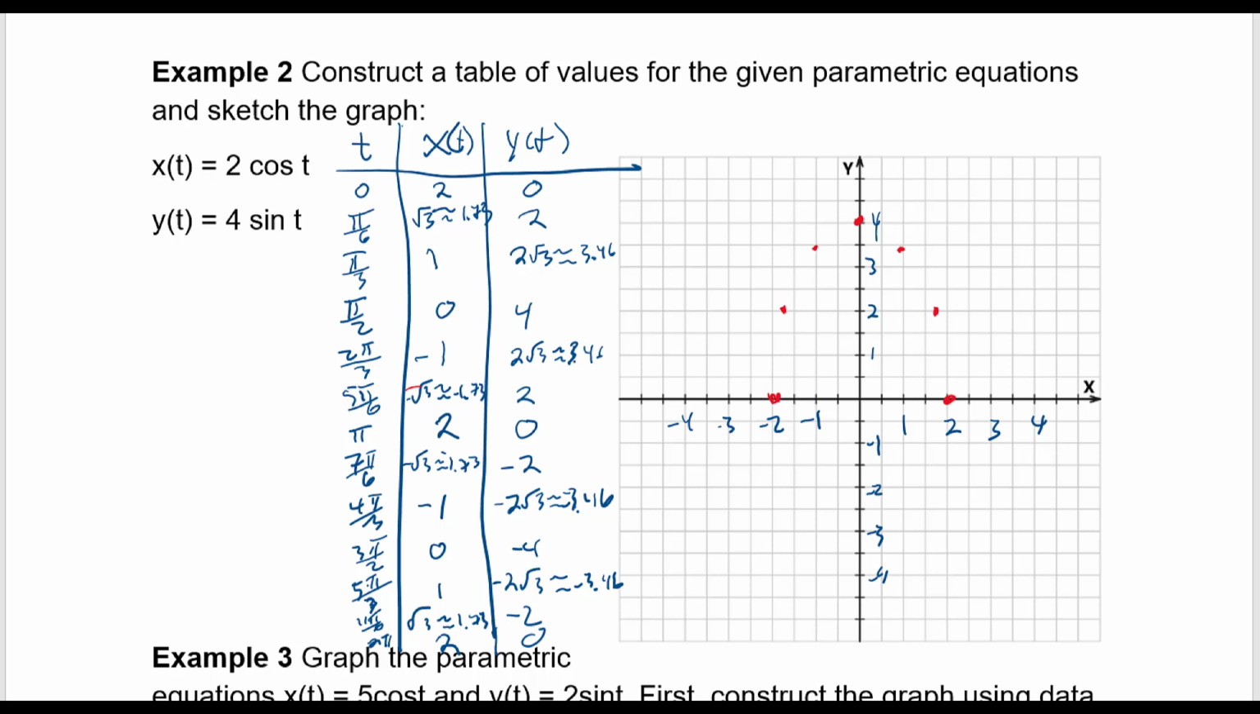We have negative 1.73 corresponds to negative 2. Yeah, I'll go with that. And then we're at negative 1 corresponds to negative 3.46. So somewhere right about here. The negative, sorry, 0, negative 4. It's got this last quadrant. We have 1 corresponds to negative 3.46. And then we have 1.73 corresponds to negative 2. And there it is. Back to 2, 0. So we get this kind of a shape.